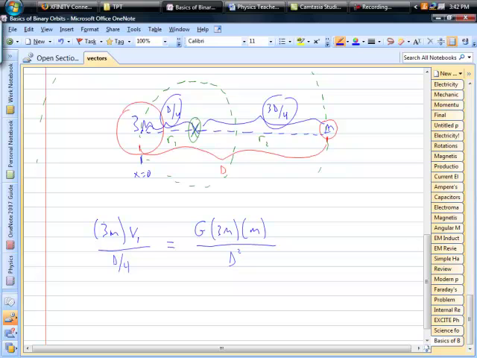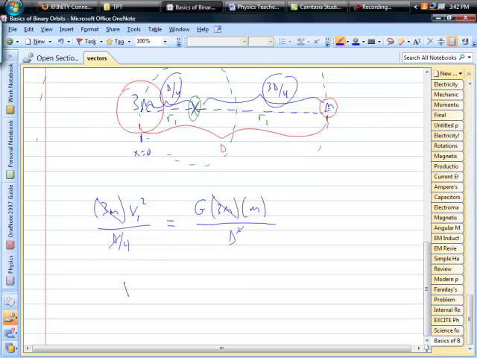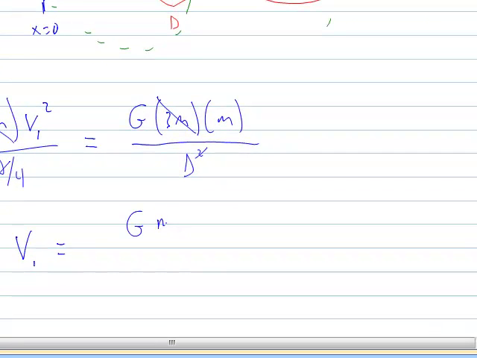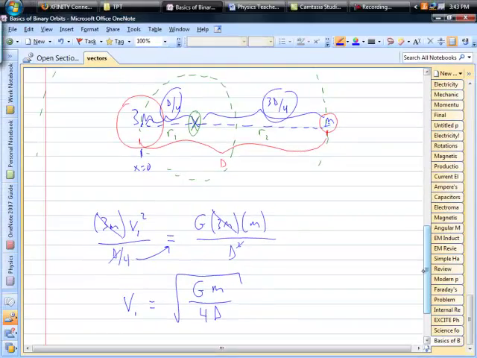But anyhow, this simplifies a little bit. Oops, I forgot the speed. We'll do that. So the mass of the big one drops out. One of the d's drops out. And if we solve for the speed of the large mass, we've got big G, we've got the mass of the smaller object, this factor of 1/4 has to come up, so the 4 goes down in this denominator, and we have to square root both sides. So that's the orbital speed of the big mass.